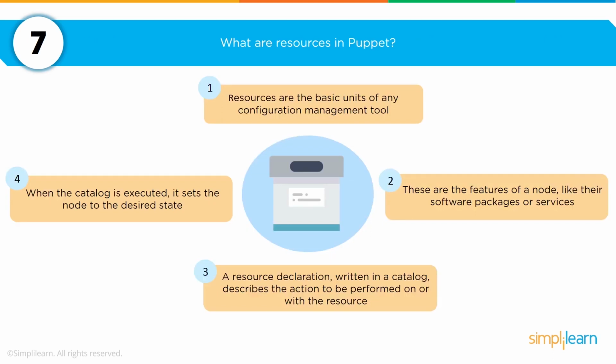So what are the resources in Puppet? Well, fundamentally, there are 4. The resources are a basic unit of any configuration management tool. They are the features of the nodes. They are the written catalog and the execution of the catalog on a node.